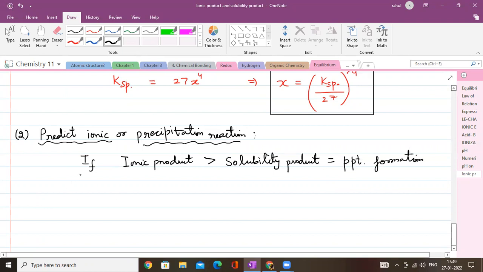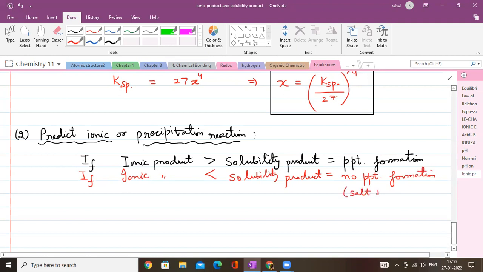But the second condition is, if ionic product is less than solubility product, or solubility product is greater, that means the salt will be soluble. So no precipitation will be seen. No precipitate formation is seen because the salt is soluble. So this is the second application.